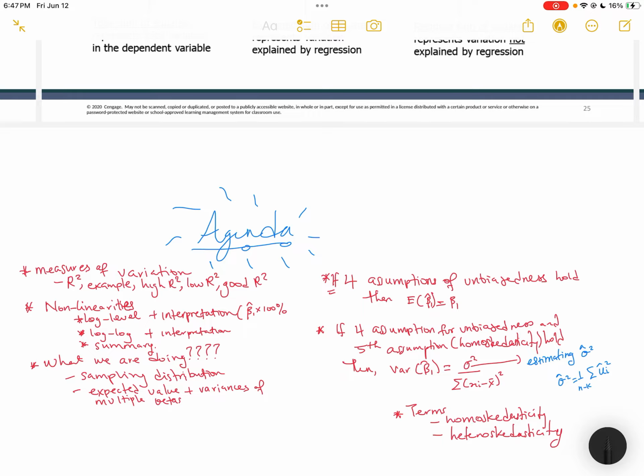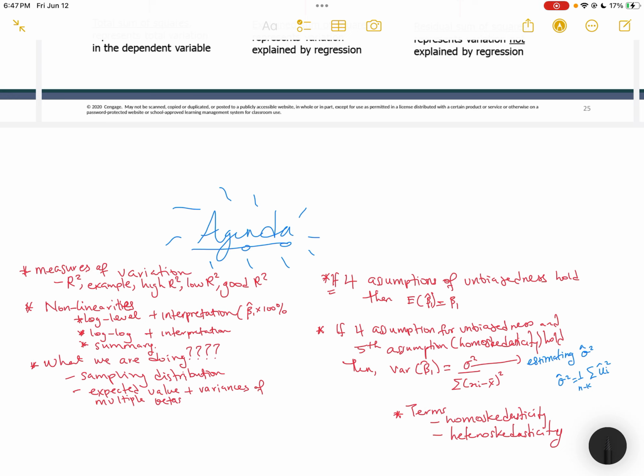And I will take a moment to go over what exactly it is that we are doing. And this goes back into sampling distribution, just like we discussed in class. So a bit of this has been covered in class, which is good. Then we'll jump into the 4 assumptions that we make to establish unbiasedness of an estimator.